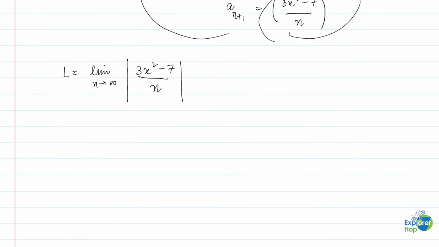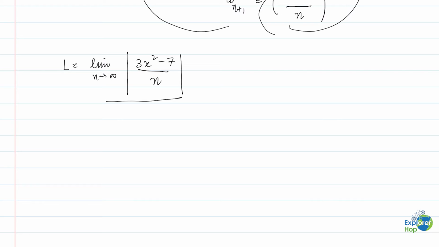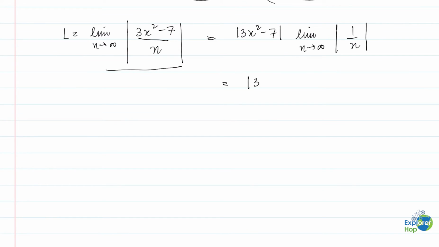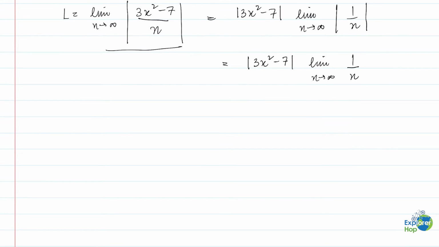Now we will evaluate this limit, and to evaluate it, we'll rearrange it a bit. Because 3x squared minus 7 can be taken out, we can just take it out of the limit, and write it as the absolute value of 3x squared minus 7 times the limit as n approaches infinity of 1 over n. Since n is approaching positive infinity, the absolute value of 1 over n would be 1 over n itself, so we can just remove the absolute value signs.